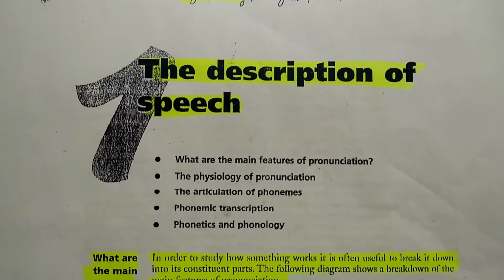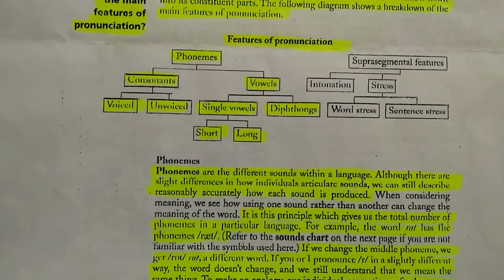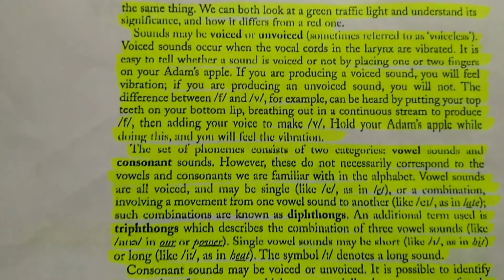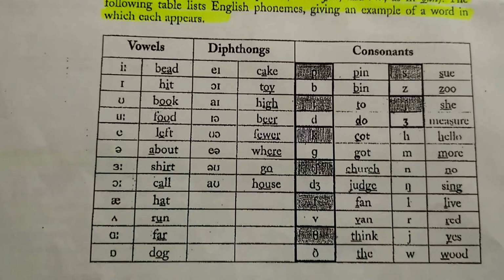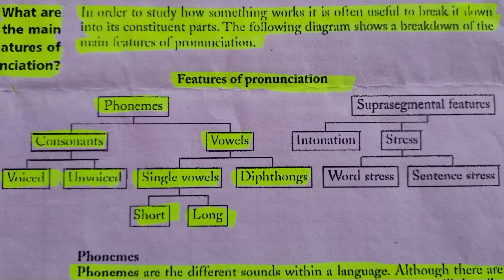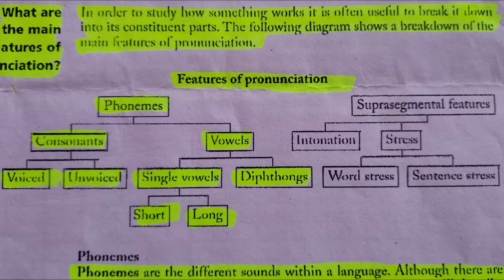Okay, so let's start. As you can see on the screen, Kelly talks about many things in this chapter. You're going to find that he talks about phonemes, voiced and unvoiced sounds, consonants, vowels, diphthongs, triphthongs, intonation, pitch, stress patterns. But we're going to focus only on the highlighted part of the diagram, starting with the phonemes. But what does Kelly say about it? He says that in order to study how something works, it is often useful to break it down into its constituent parts. So the following diagram shows a breakdown of the main features of pronunciation. So let's start with a phoneme.